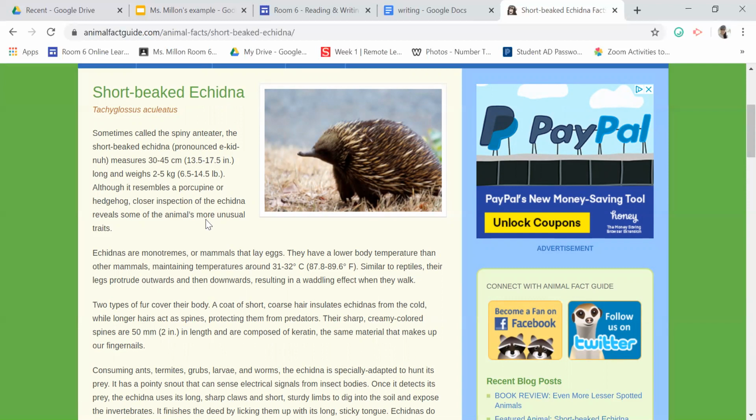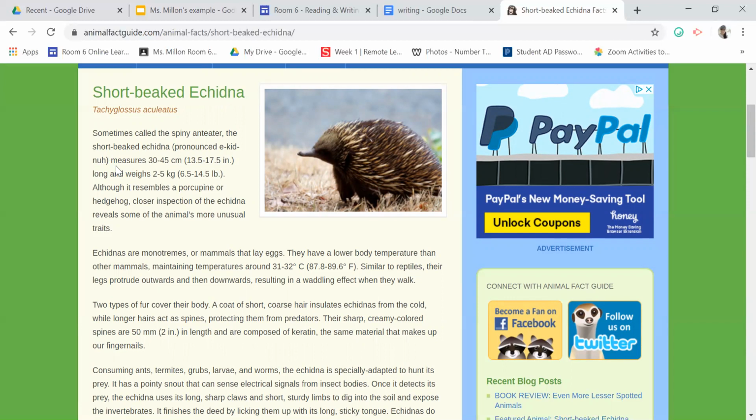So it says short-beaked echidna, and I think this is their scientific name, Tachyglossus aculeatus. I think that's how you say it. Okay, sometimes called the spiny anteater, the short-beaked echidna, pronounced echidna. Oh, how interesting. I've been saying it differently. Did you know that? No. Oh my gosh, sorry, Mr. Kyle, I just learned something. I've been pronouncing it the wrong way. See, this is why we want to look at different sources as well. Pronounced echidna. Okay, good to know.